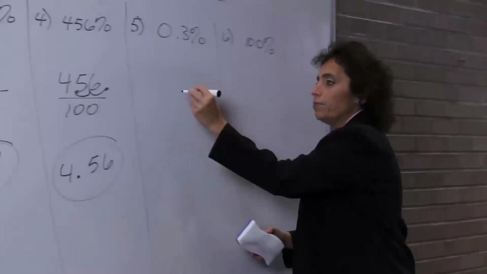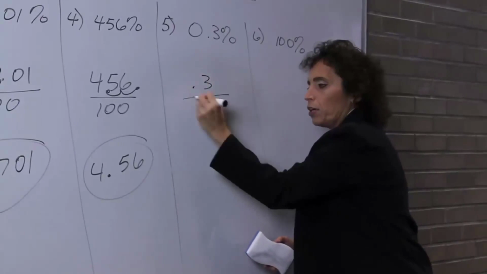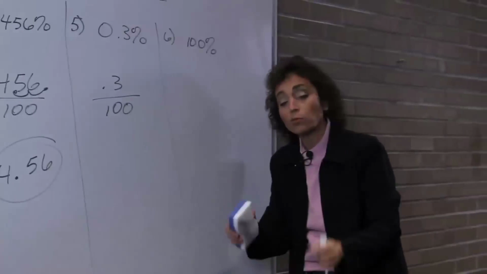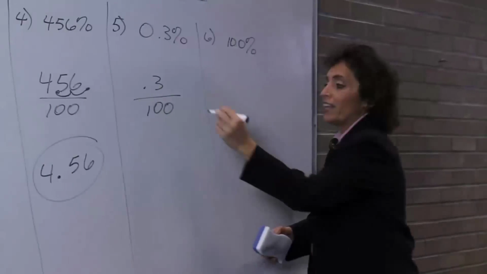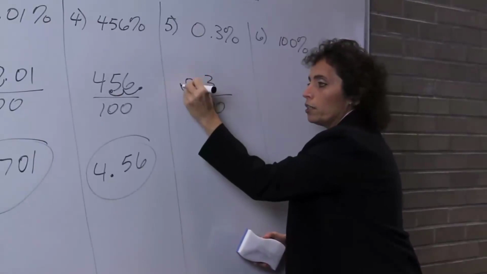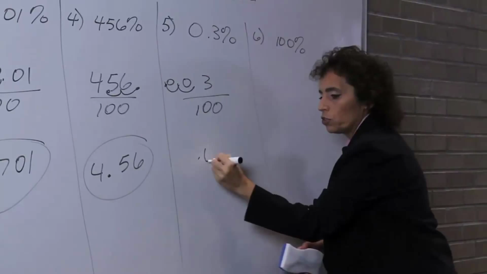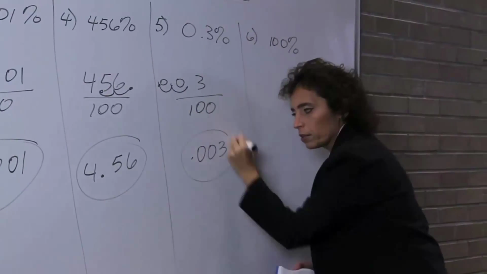0.3%, again, 0.3 over 100. We have to move that decimal 2 places to the left. So we're going to have to add 2 zeros. So that's 1, 2. So it's 0.003.